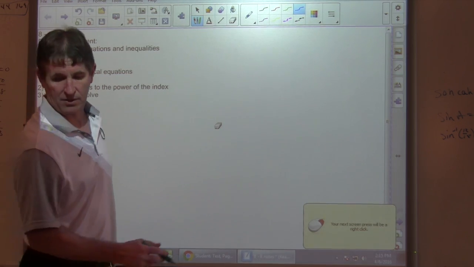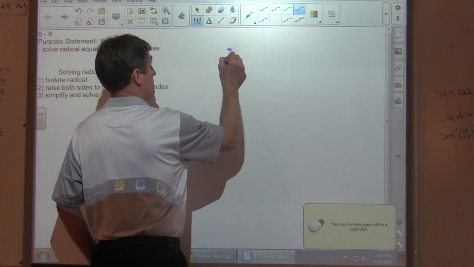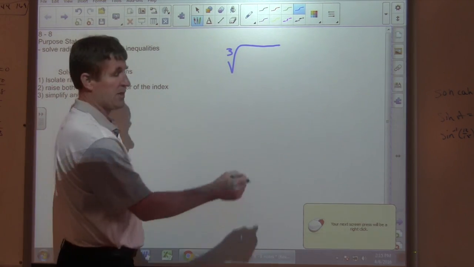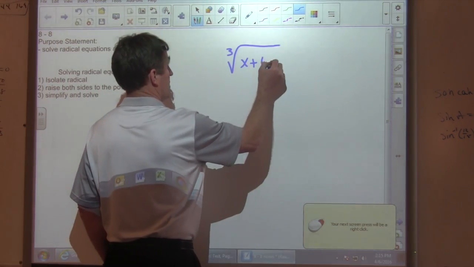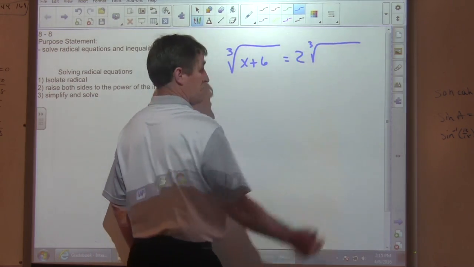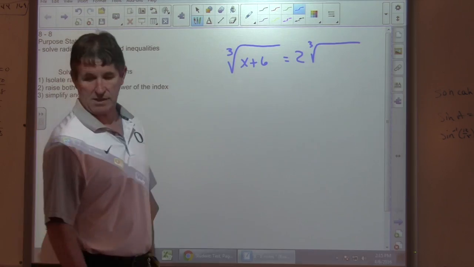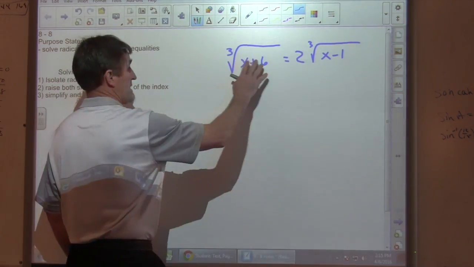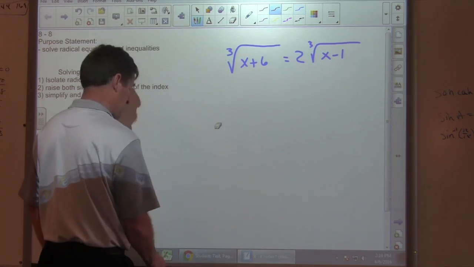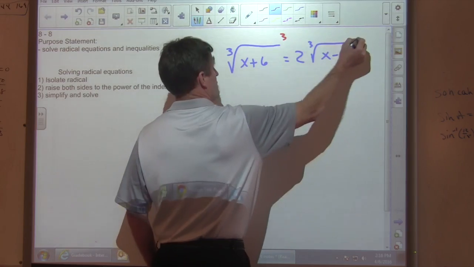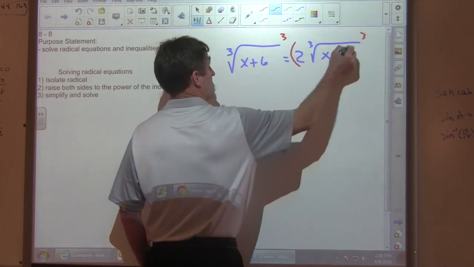Let's take another one. Let's do a cube root. So the cube root of x plus 6 equals 2 times the cube root of x minus 1. So again, this one's isolated, this one has a number in front, but we're just going to work from there. It's a cube root, so we take the cube of both sides.